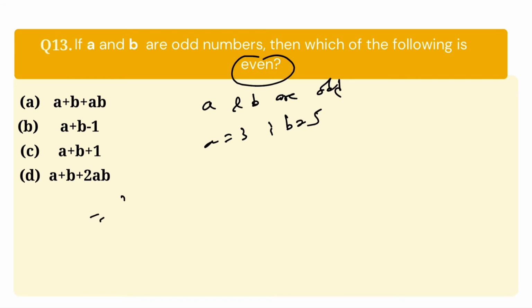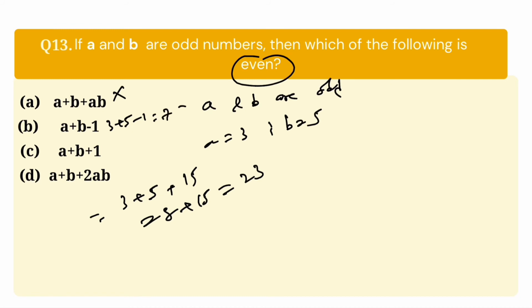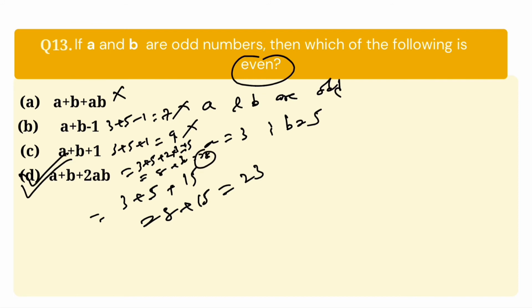Substitute it here. It becomes 3 plus 5, first option, divided by 15, which is equal to 8 plus 15, which is equal to 23, hence this is not it. Substitute here, 3 plus 5, 8 minus 1, which is 7, this is not an even number. 3 plus 5 plus 1, which is 9, this is not an even number. Now here 3 plus 5 into 2 into 3 into 5, which is equal to 8 plus 30, it is equal to 38, which is an even number, hence option 4 is correct.